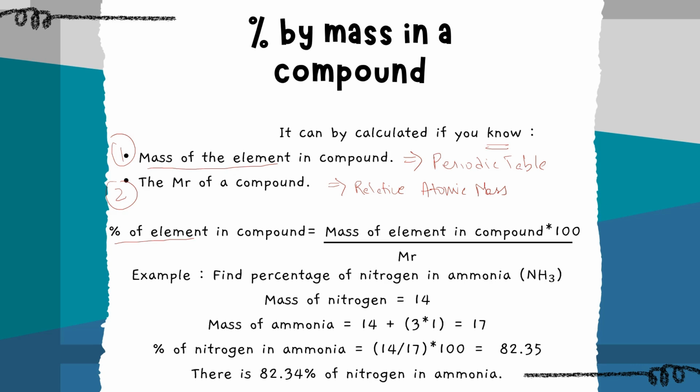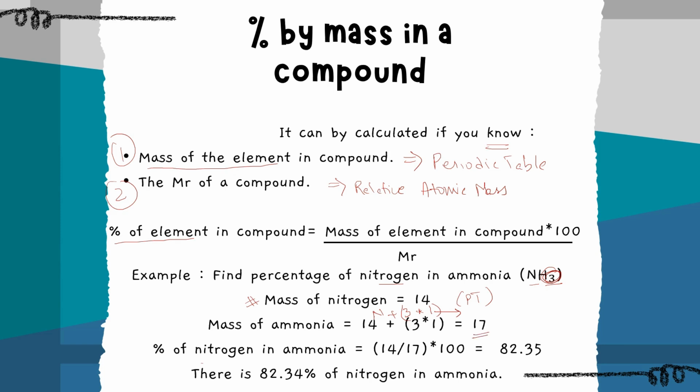Example, find the percentage of nitrogen in ammonia. Ammonia has one nitrogen atom and three hydrogen atoms. This we came to know from the periodic table. Mass of nitrogen is 14. So mass of ammonia will be, for nitrogen, the mass is 14 plus 3, because there are 3 hydrogen atoms, into 1, because 1 is the mass of hydrogen. So the mass of ammonia comes out to be 17.